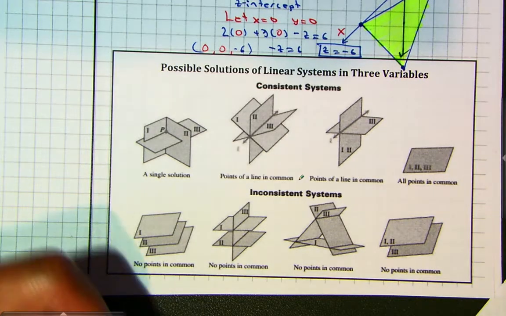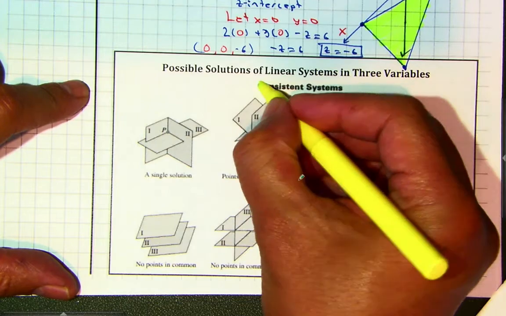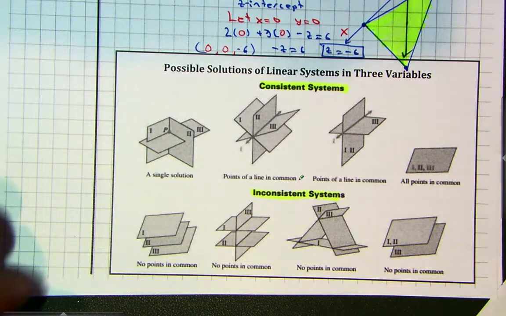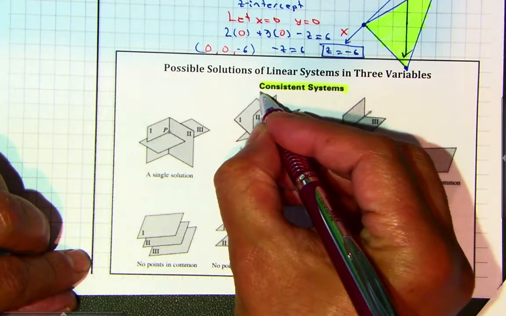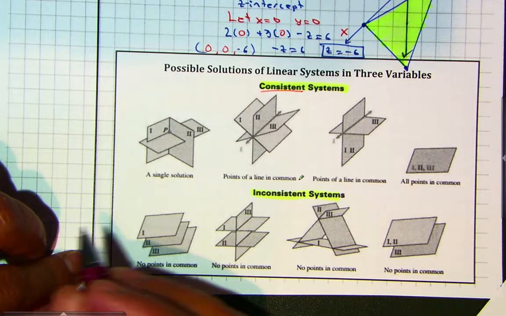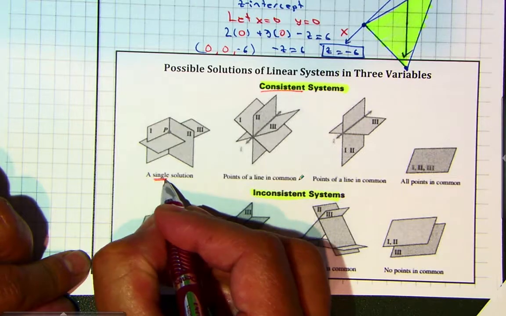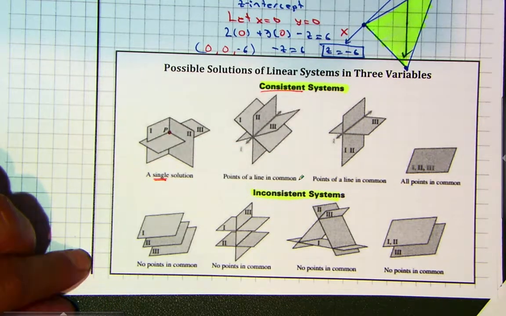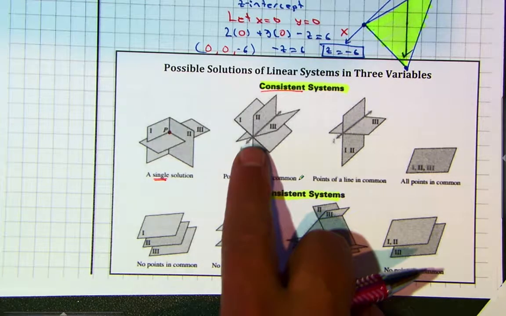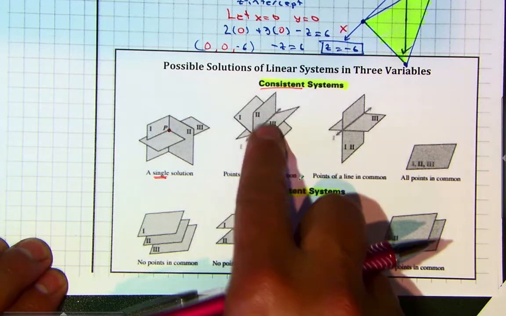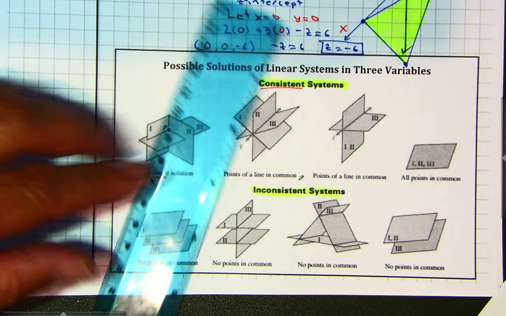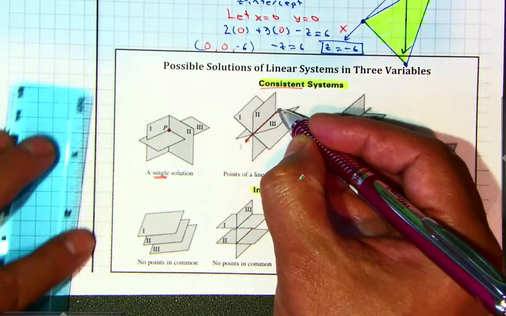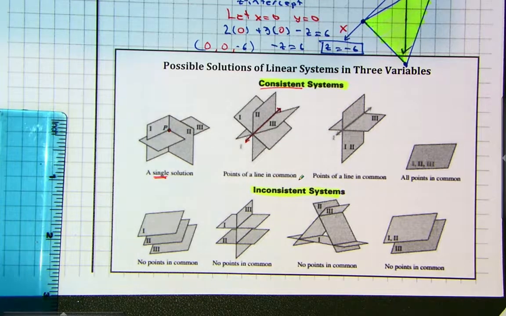So in this case, we have consistent systems and inconsistent. Do you remember the difference? Consistent is whenever there's at least one solution. There can be a single solution where they cross at a specific point, or if we have all those planes crossing at one line, then we have an infinite number of solutions. All those points on the line are solutions of all 3 planes.